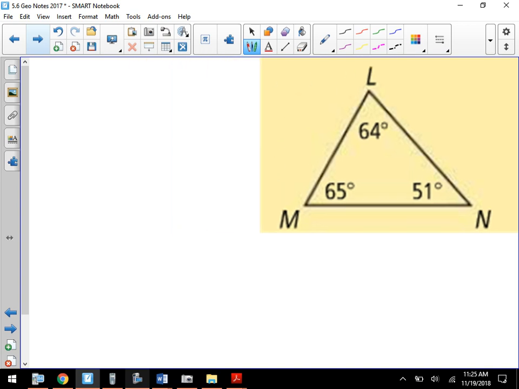All right. What's the longest side length? LN. Then what? And then what? LM and LM. It doesn't matter which letters you put in order for those. Like I said, this is really tough. Really, really tough.